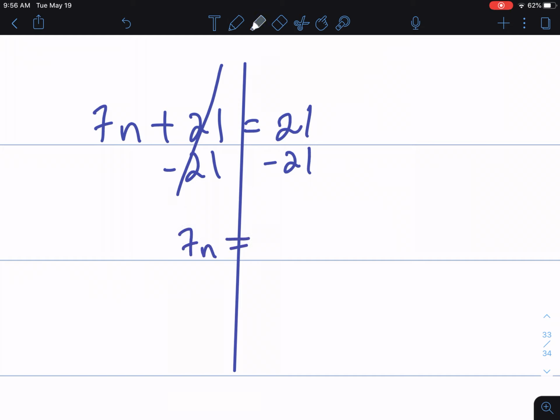Now here, on the right hand side, it does something a little different too. 21 minus 21, well, we already said is 0. We have to write that 0. We cannot leave it blank, so we have to draw that 0 down. So we have 7n equals 0.